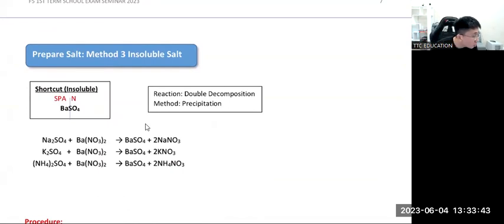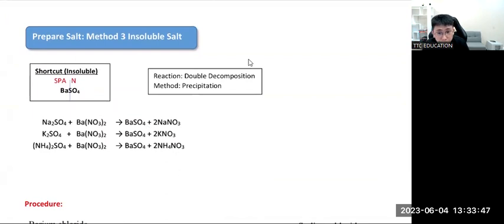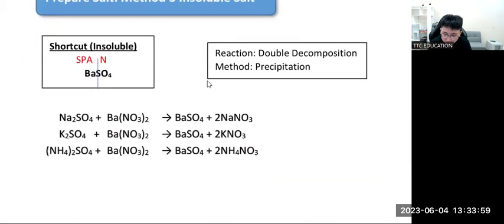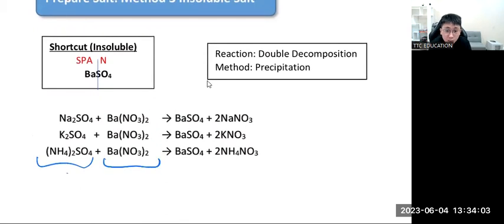So how to produce insoluble salt? Okay, so method 3. You're going to do double decomposition, or we can call it the precipitation method. So what are the rules for this method? Remember last time I said before, what is this and what is this? We call it the what? Soluble salt plus soluble salt.